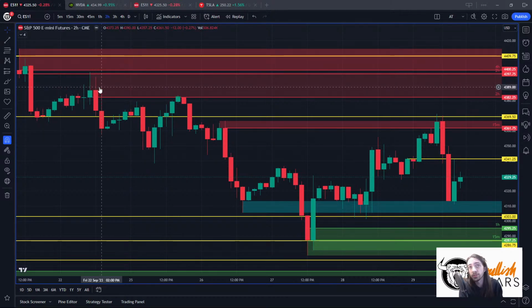The stronger the zone, the stronger the reaction, and when we get a fast reaction like this, it normally means that that zone is very strong.